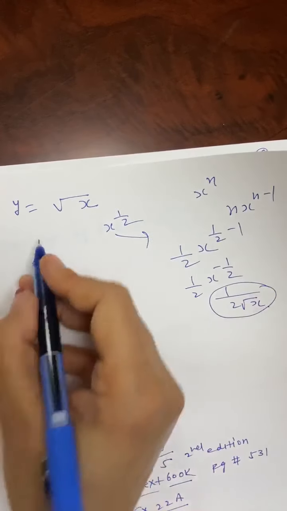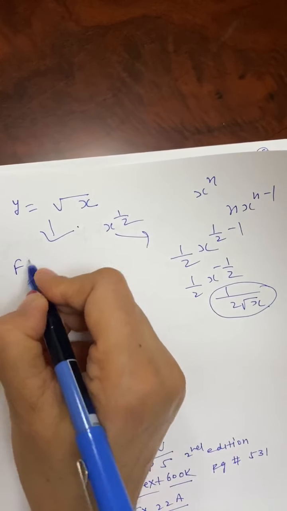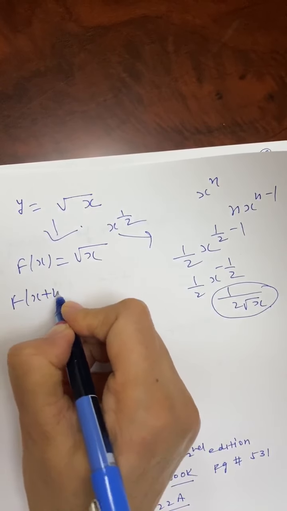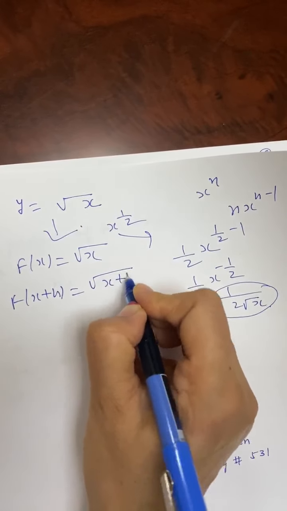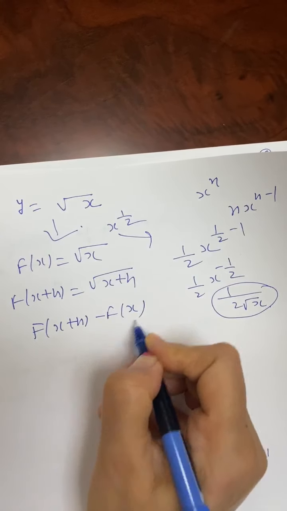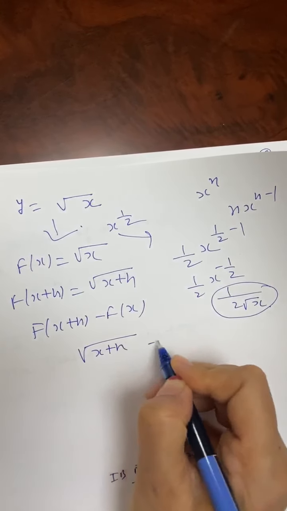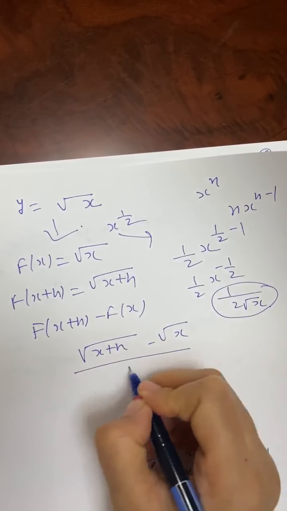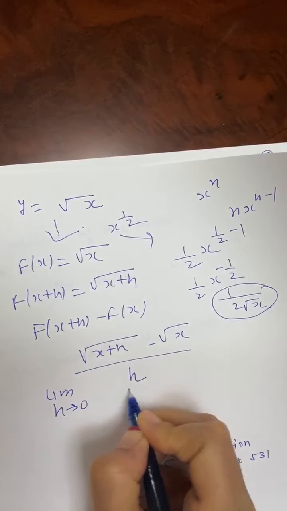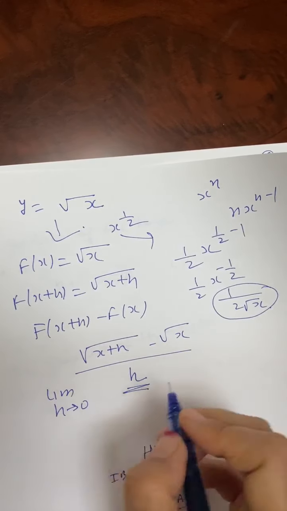Now let's see using first principle. Again, f of x is equal to square root of x, so f of x plus h is equal to square root of x plus h. And then you have f of x plus h minus f of x, and now divide by h. But if I do limit h approaches 0, I will have 0 in the denominator, and that's the problem.